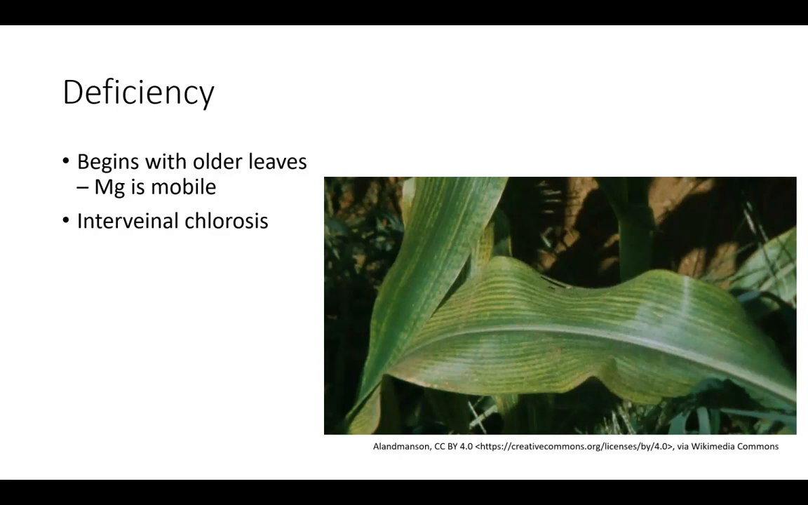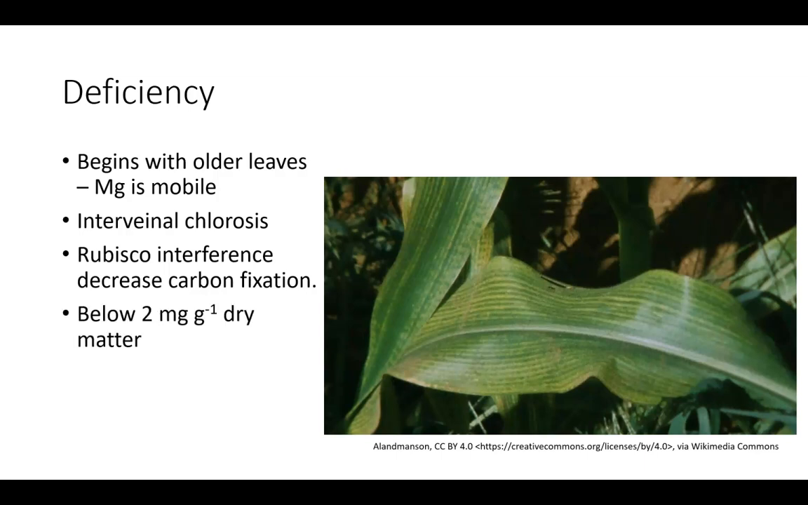This shows a corn leaf with interveinal chlorosis in between the veins, not on the veins themselves. It's moving away from the in-between part to where the vein is. That retains vein functioning. With rubisco interference, decreased carbon fixation occurs. A deficiency is going to mess up rubisco as well. This occurs somewhere below 2 milligrams per gram of dry matter.